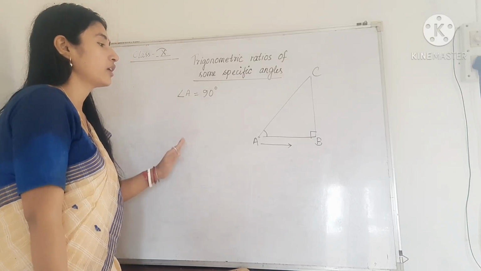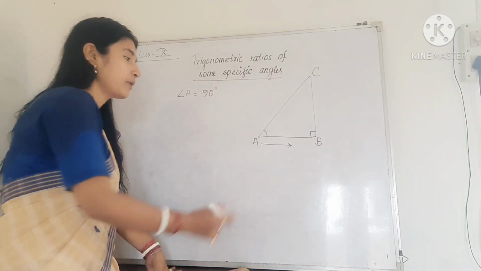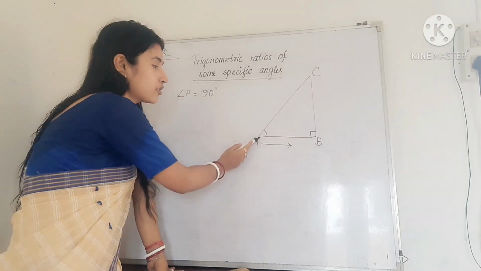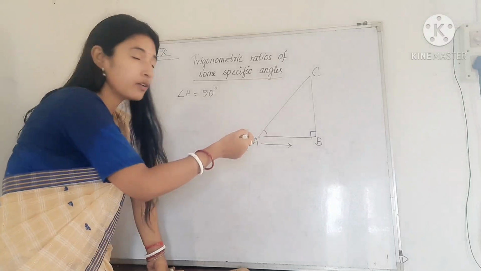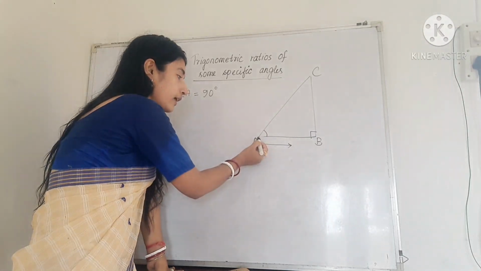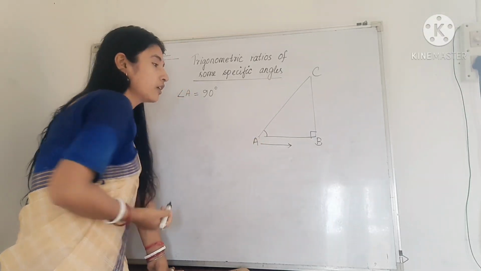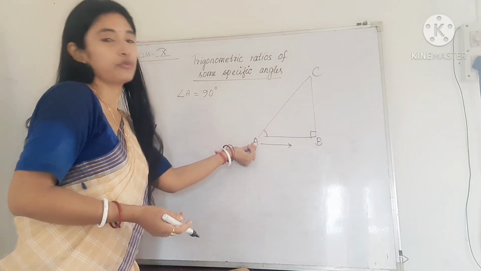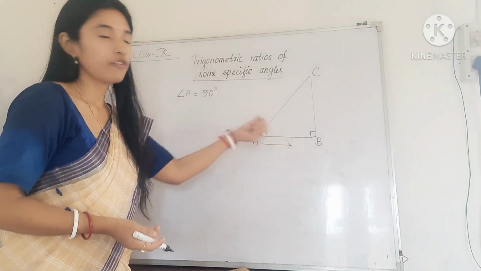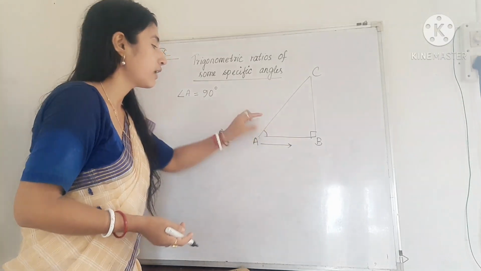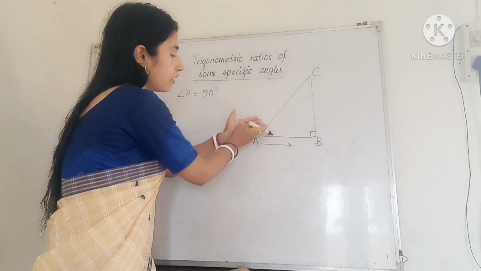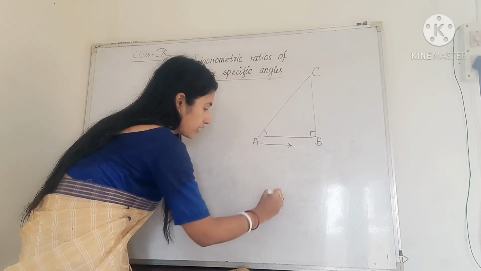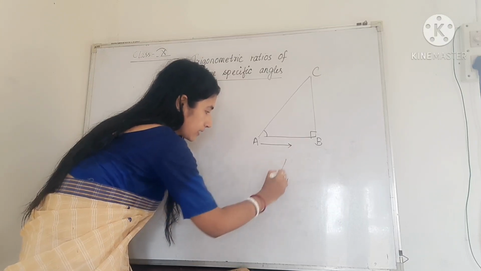How can I find the trigonometric ratio if the angle is 90 degree? That means I have to make this angle larger than the present angle. Now here the angle is an acute angle, but I have to make it 90 degrees. So how can we make it? We have to move the point A towards B. If we move this point A towards B, then this angle will become large.